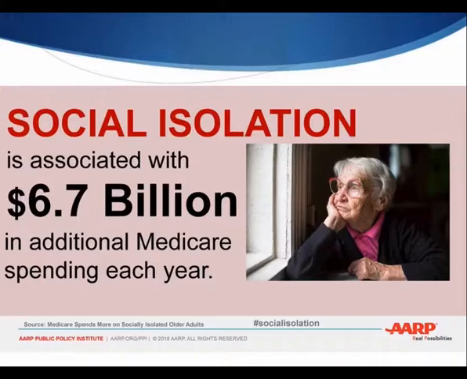We also, as acknowledged earlier, need to recognize that there may be economic costs associated with this. For instance, the AARP study found $6.7 billion in additional Medicare spending each year. And of course, this was just focused on older adults and focused on Medicare spending, and doesn't take into account other ages or other sources of costs that may be much larger.